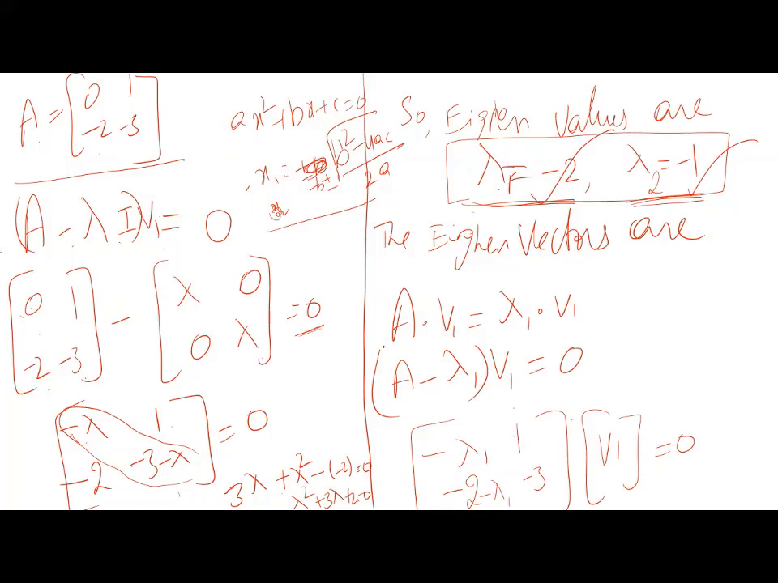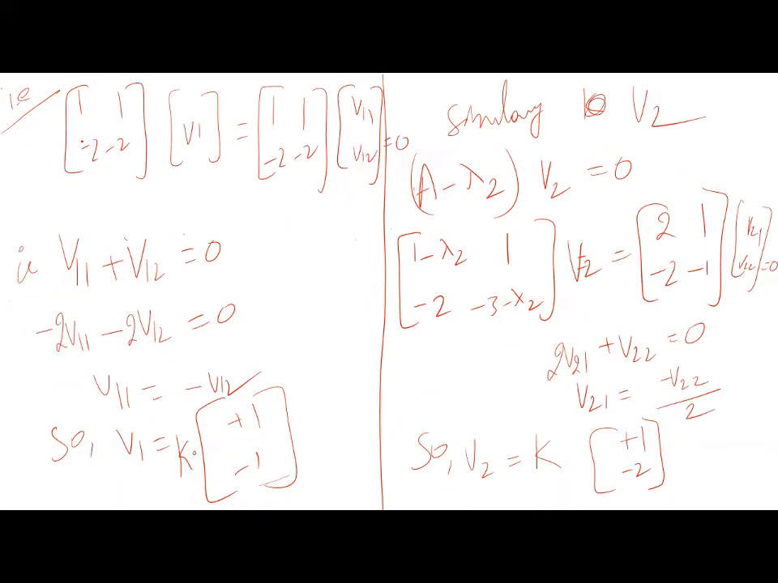Now we can see A v1 is equal to lambda 1 into v1. So A minus lambda 1 into v1 is equal to 0. And now we can see here [minus lambda 1, 1; minus 2, minus 3 minus lambda 1] into v1 equal to 0. That is what it is.